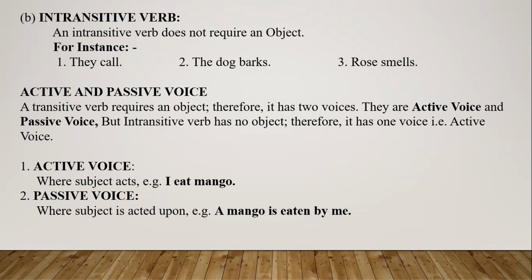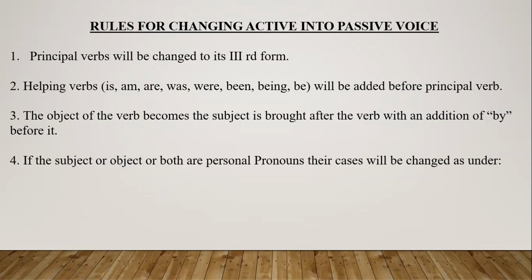Let's see how to convert active voice into passive voice. Before converting, we have certain rules we have to follow. Number one, the principal verb will be changed into its third form. Whatever form is given in your tense, you have to convert it into the third form. Number two, a helping verb like is, am, are, was, were, been, being, be will be added before the principal verb. Number three, the object of the verb becomes the subject, and the subject is brought after the verb with the addition of by. Basically, by is a preposition placed before it.